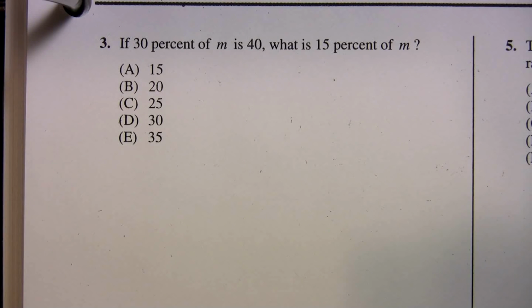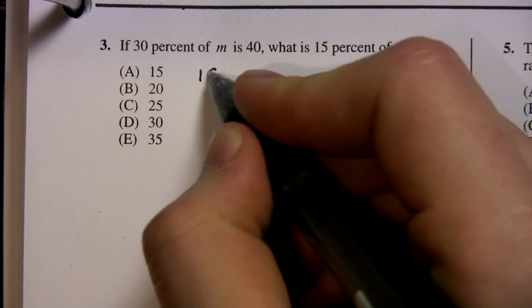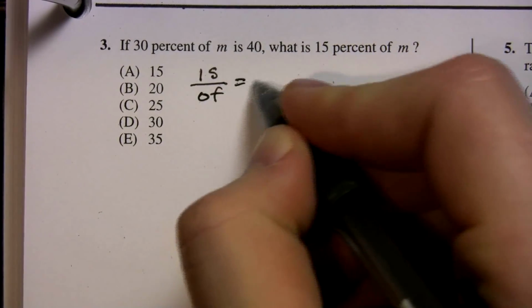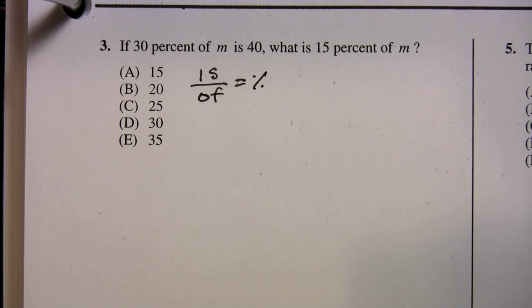It reads, if 30% of M is 40, what is 15% of M? I chose this problem because usually in school you're taught the whole formula, is over of equals percent. And there's nothing wrong with that. I just was never a big fan of that because I always found it a little confusing. So let me show you another way you can do this problem.